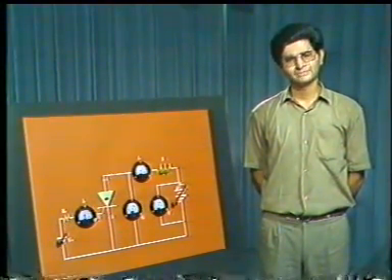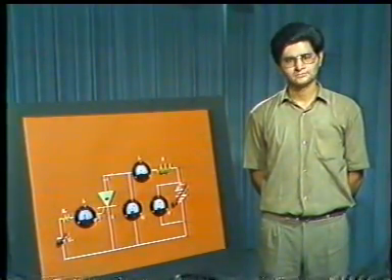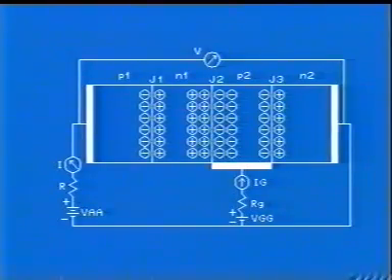But why does that happen? Let us try to look at the structure to understand that. When the gate is positive with respect to the cathode, holes are injected into the P2 region. These holes increase the bias on junction J3, causing electrons from the N2 region to cross over to the P2 region.